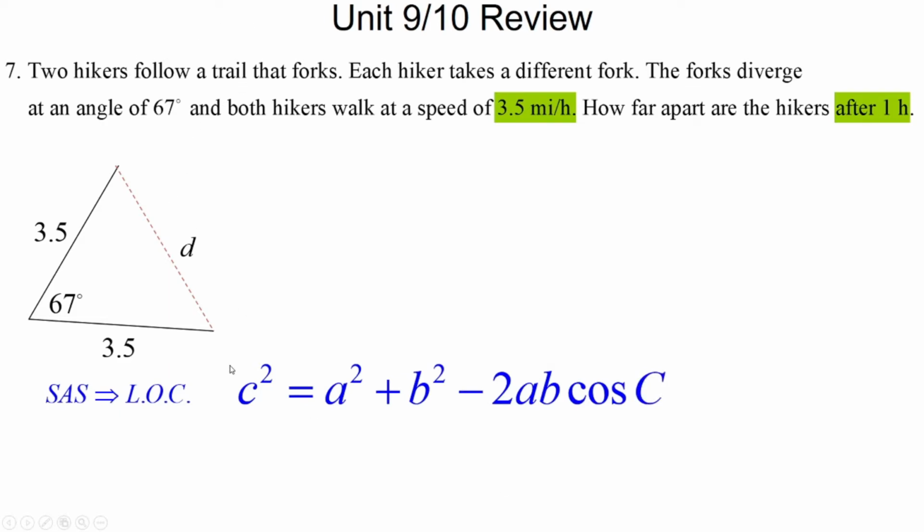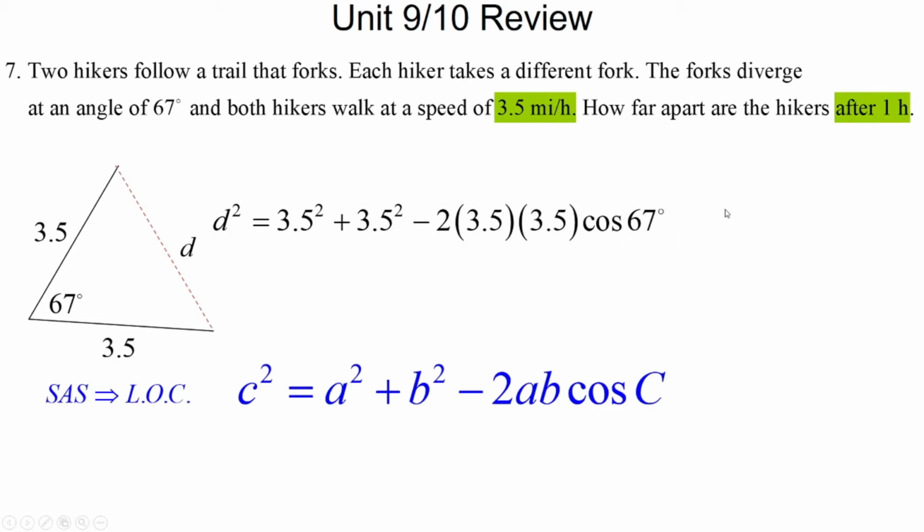And the beauty is, you know what those all mean, so we can easily substitute. So c is the side we're looking for, so we're going to call that a d, and go d squared equals, and the a and the b are adjacents to the angle that we know about, so that would be 3.5 squared plus 3.5 squared minus 2 times 3.5 times 3.5 times cosine of 67 degrees. All right, and we're just going to take the square root of that entire right hand side.